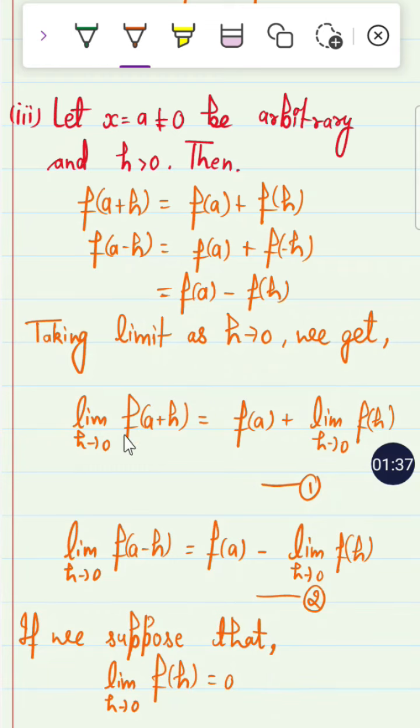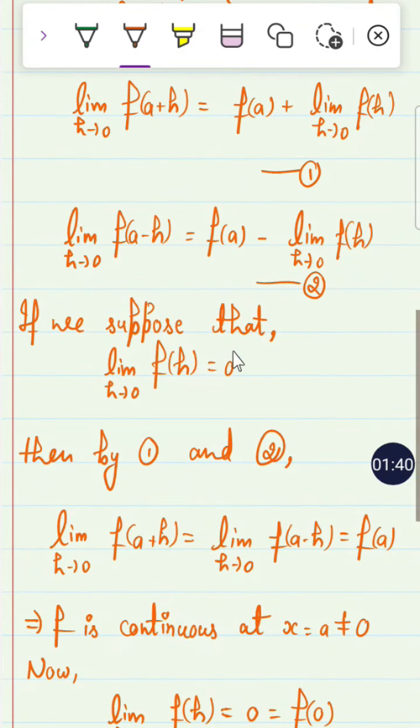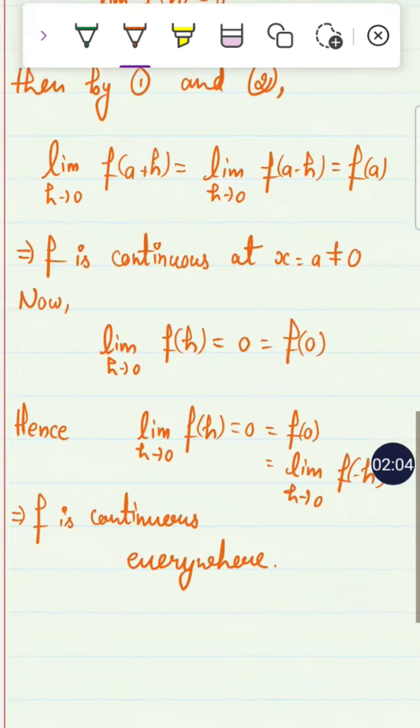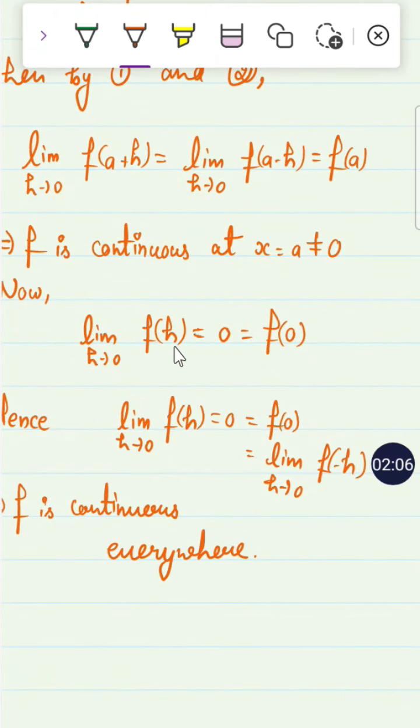For this, now we suppose that the limit of f of h as h tends to 0 is 0. Now equations 1 and 2 become f of a plus h is equal to f of a minus h is equal to f of a, that is, the function is continuous at x equals a. This is the definition of continuity of a function at the point a. So this makes the limit as h tends to 0 of f of h equal to 0, which is equal to f of 0. So the function is continuous everywhere.